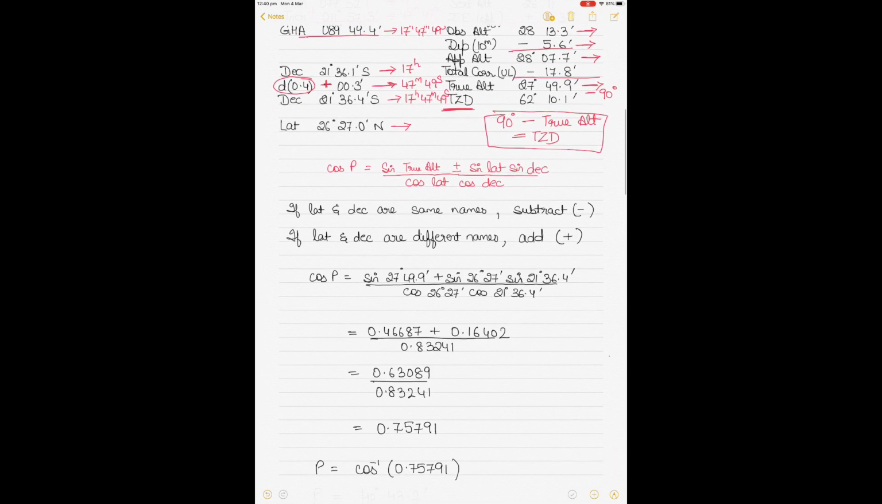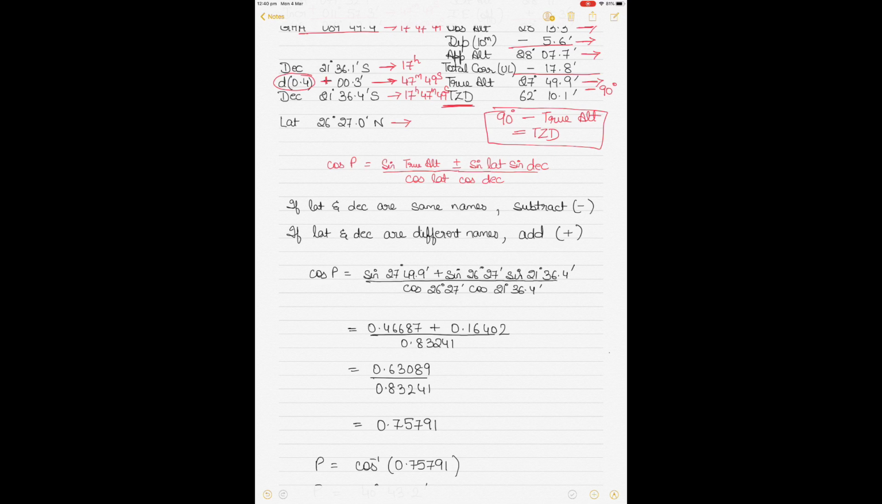Then I go into the formula here. The formula you can use for calculating longitude by chron is this formula. What you have to calculate using this formula is basically your LHA, which is P. Once you get your P, you can calculate the rest. In this formula, it's given sine true altitude plus or minus sine lat or sine dec, divided by cos lat cos dec.